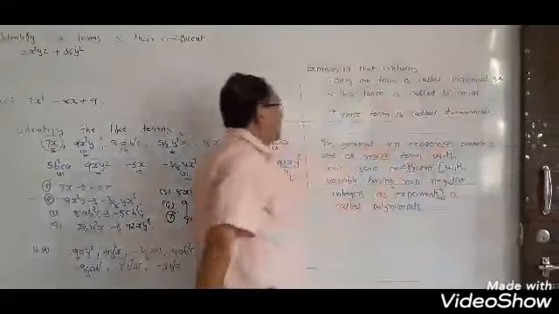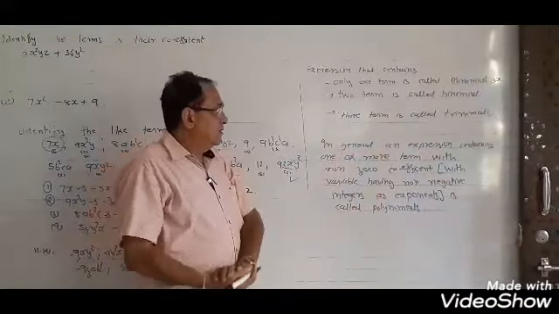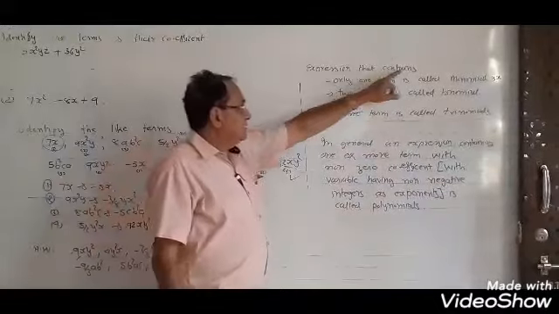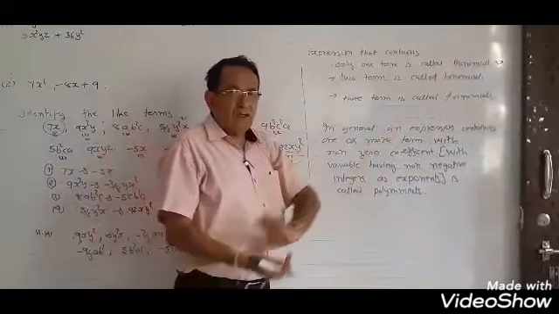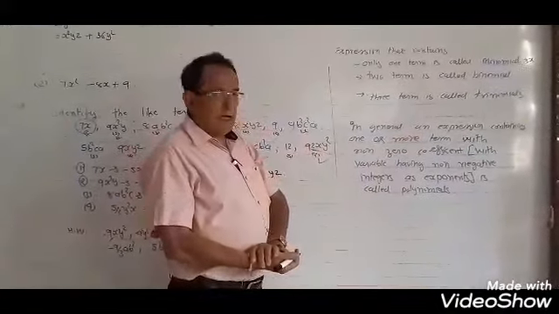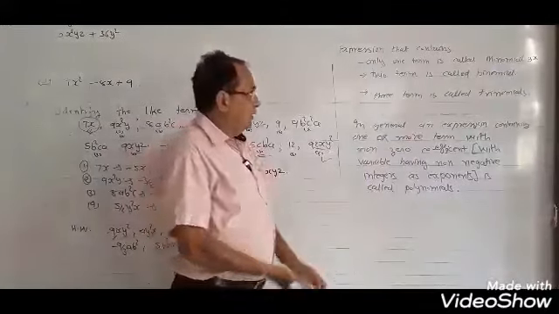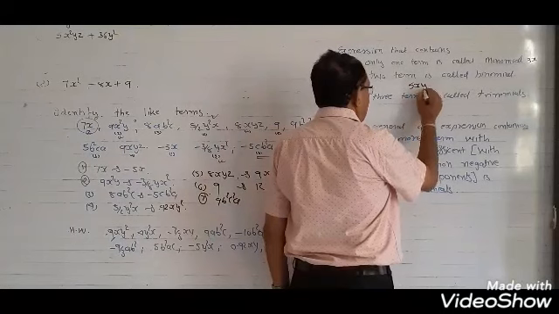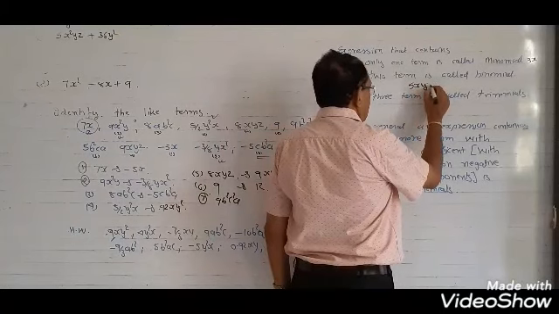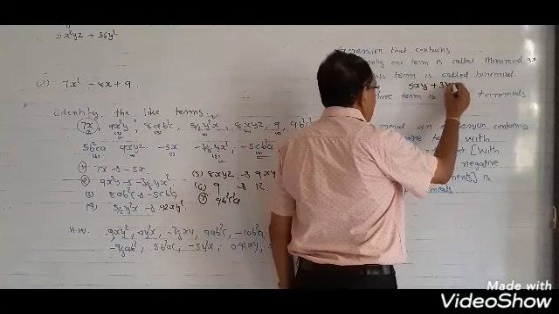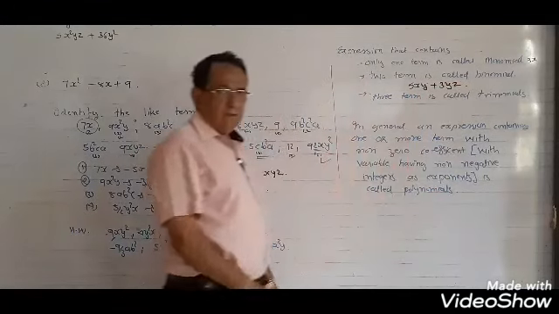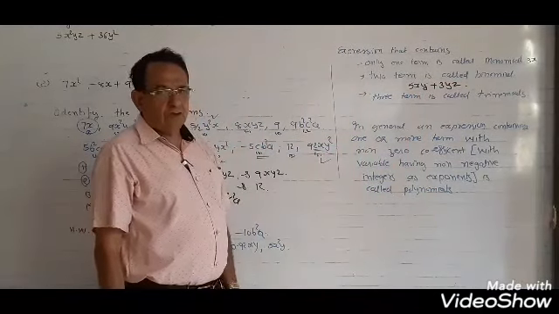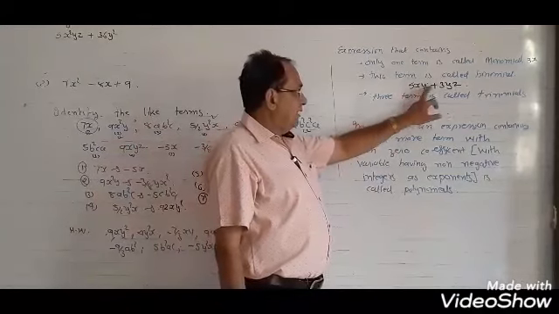As for example, 3x. Two terms. An expression that contains two terms is called a binomial. As for example, 5xy plus 3yz. How many terms are there? 2. 5xy plus 3.